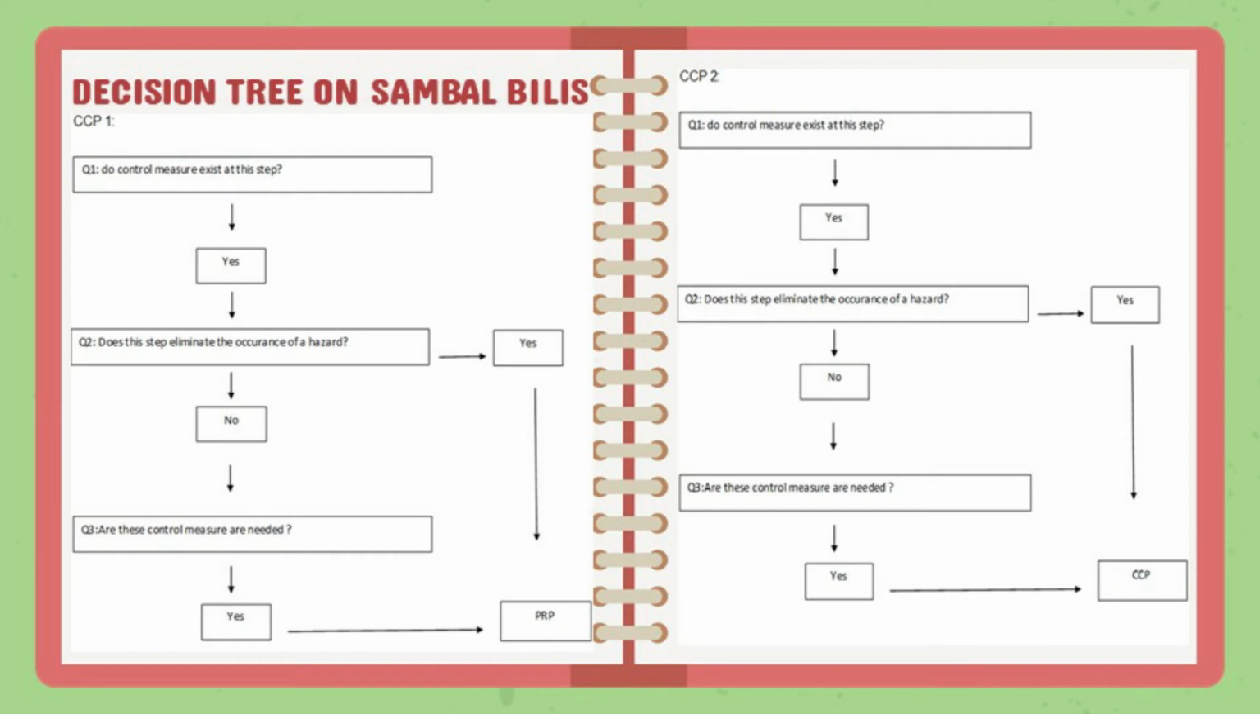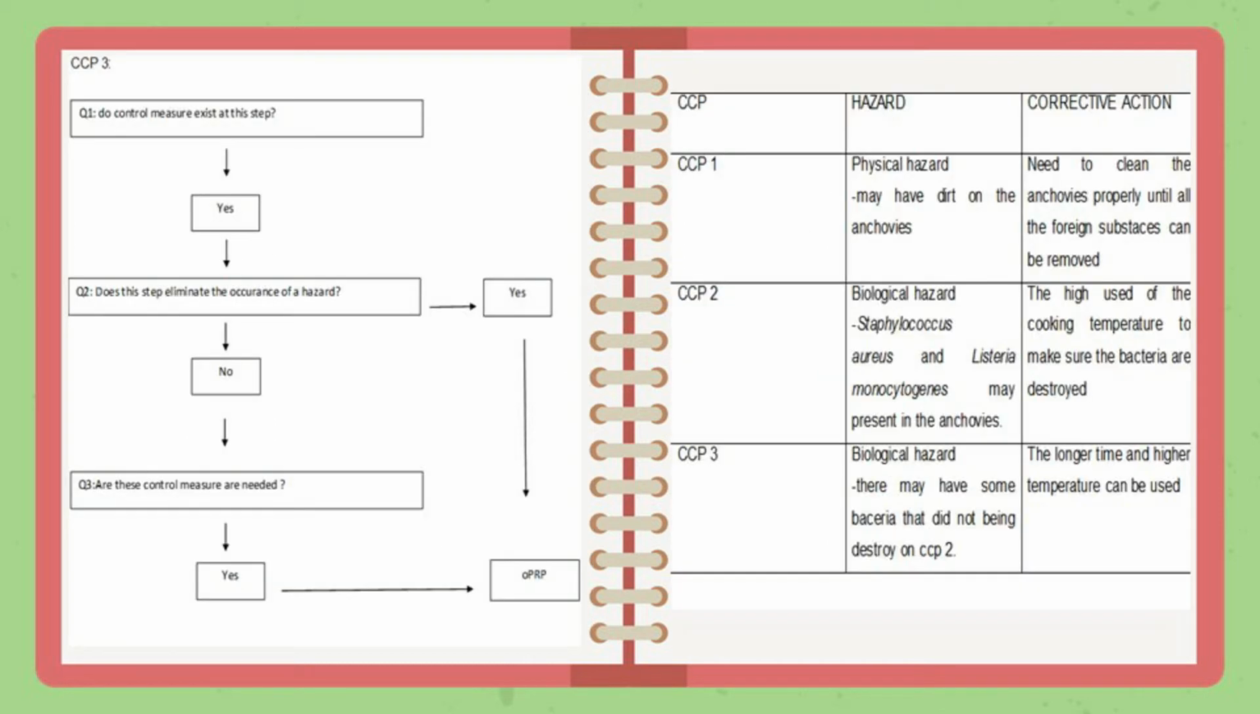The decision tree for the sambal bilis: for the washing, it is a PRP. For the frying, it is still a CCP. And for the cooking, it is OPRP. The corrective action that should be taken is to clean the anchovies properly until the foreign substances are removed. Next is the use of high temperature to make sure the bacteria can be destroyed, and to increase the time and temperature to make sure any bacteria can be destroyed.